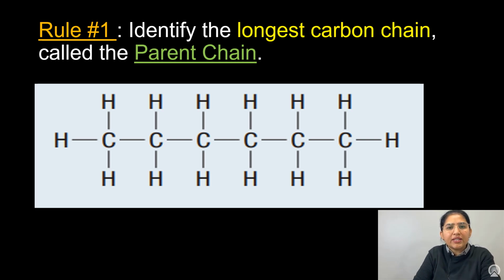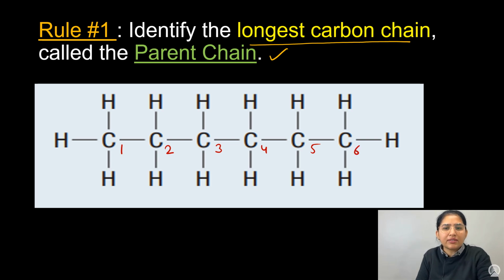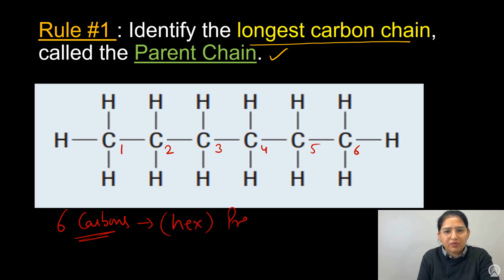What it says is: identify the longest carbon chain, which is known as the parent chain. Now let's identify it. Here we have a compound. Let's count the carbons. 1, 2, 3, 4, 5, 6. So we have 6 carbons here. We already know that for 6 carbons we are going to use the prefix hex. So which prefix are we going to use for the 6 carbons? It should be hex. Now you may also see what type of bond they have.